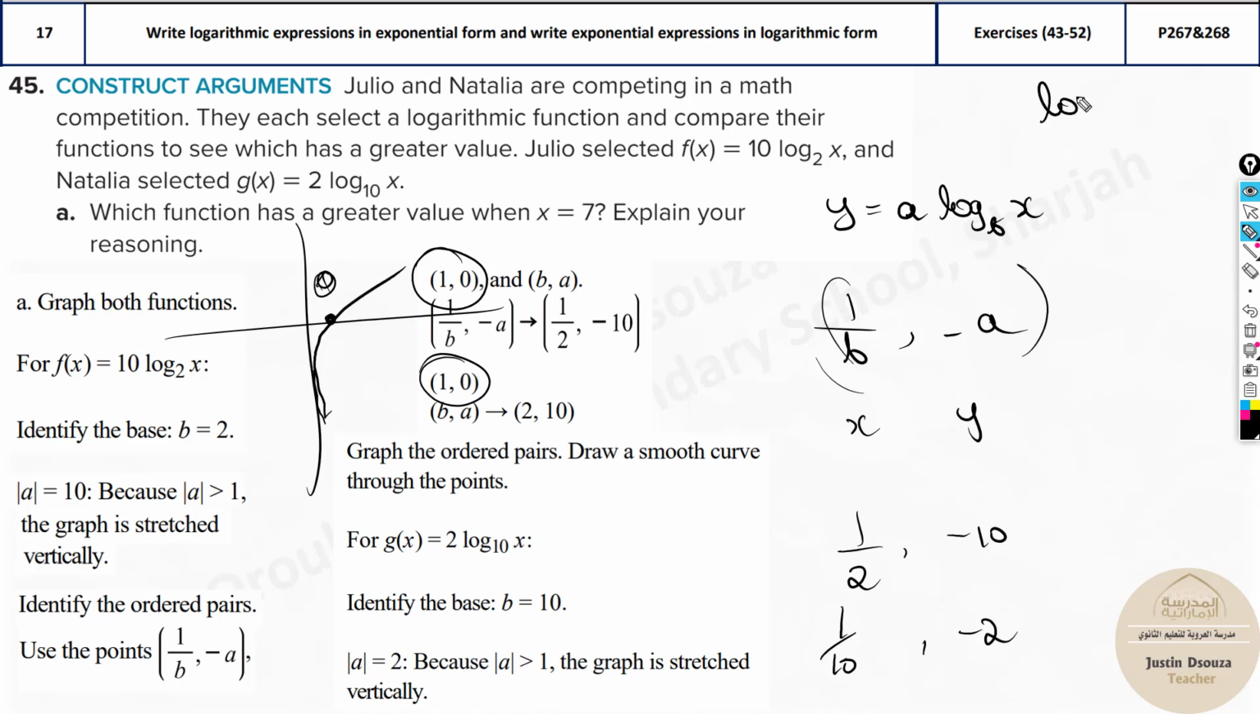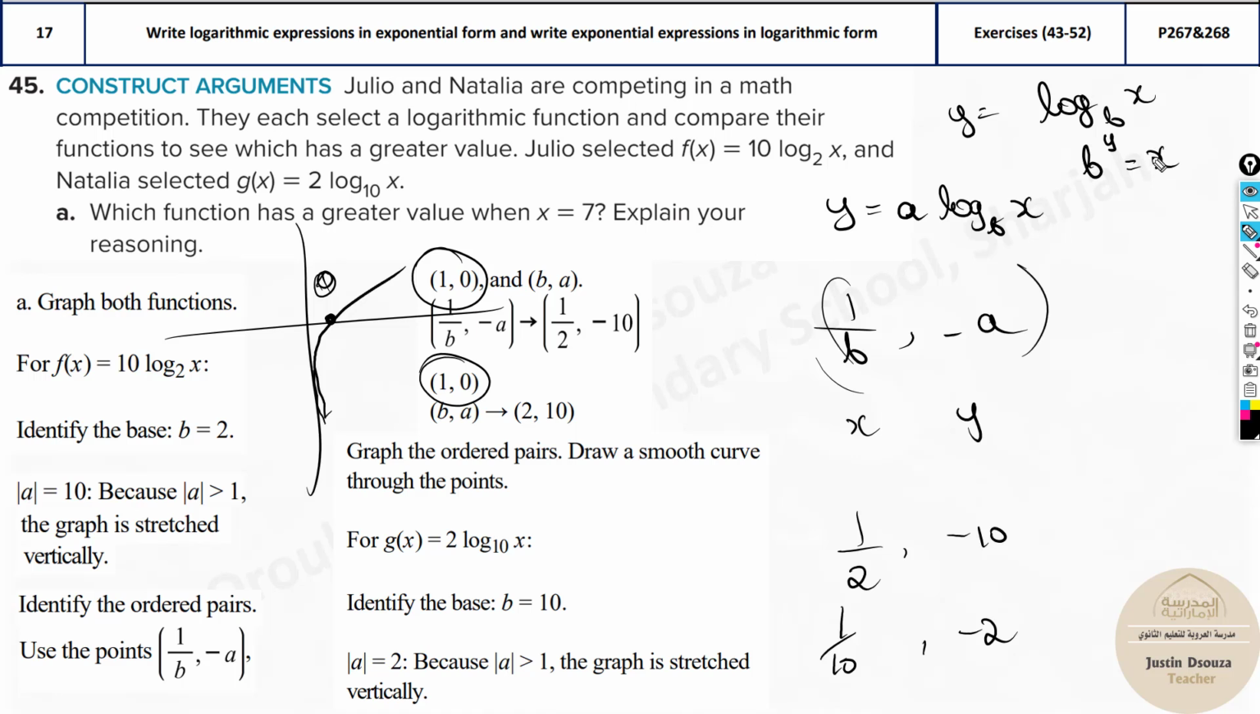Let me just tell you why. Log base b of x equals y. Okay, now let's take that a off. This is just for understanding. When we convert this to exponent, what happens? The base goes to the other side. It will be b to the power y is equal to x.